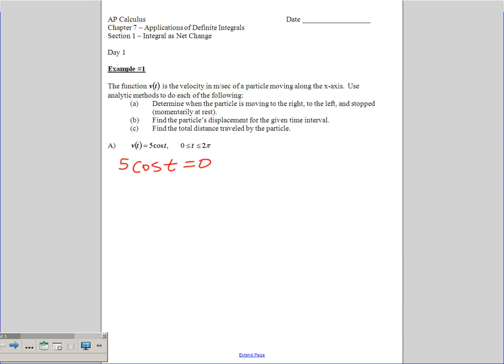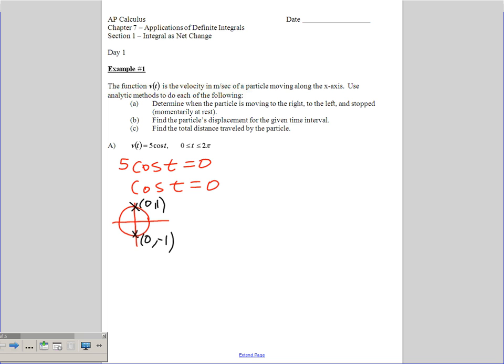Okay? If we divide both sides by 5, we really want to find out when the cosine equals 0. If you're still unsure of when the cosine equals 0, draw yourself the unit circle. Cosine equals 0 when the x-coordinate equals 0. That will be this point right here and right here. That's the points (0, 1) and (0, -1).